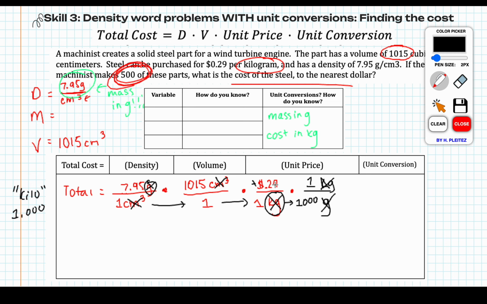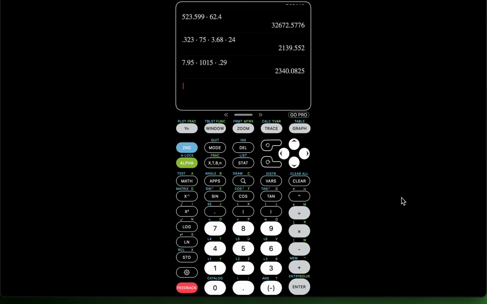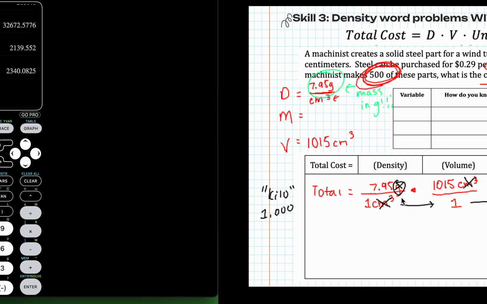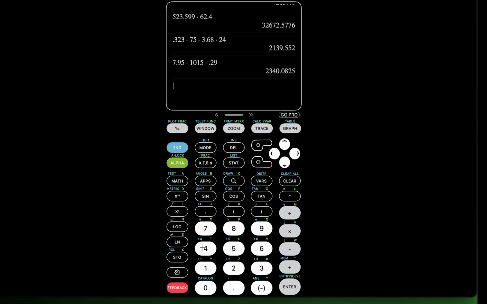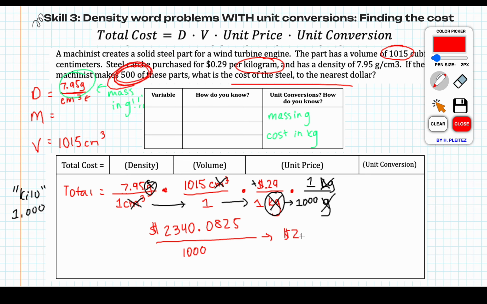So let's do our numerator first. We're going to do 7.95 times 1,015, times 0.29. That's going to give us 2,340.0825. And again, that's dollars, right? Divided by now, we have 1 times 1 times 1 times 1,000. And notice all of our units are gone. So we're just going to divide that number by 1,000. So we get 2.34. Now what that represents is the cost of one of the parts.